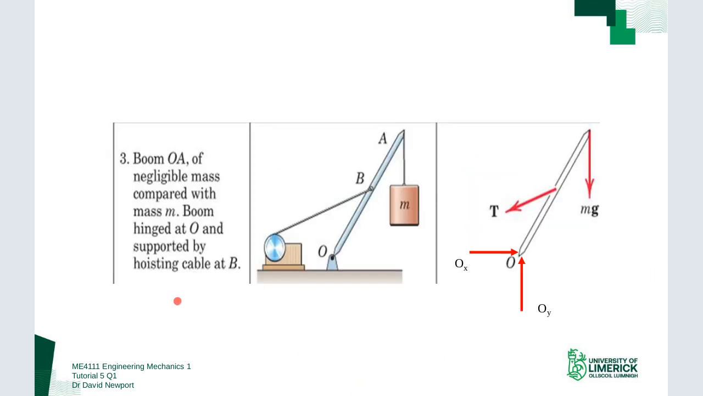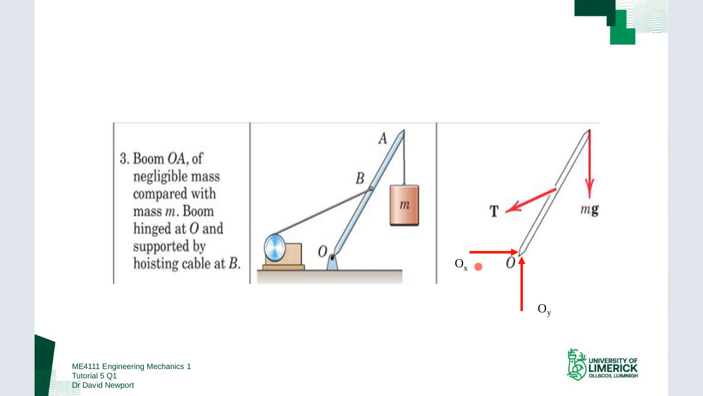The next one here, we have this boom. Again, you can see that we've drawn the boom in the free body diagram. We've replaced M with mg, so again, a force. The cable here, connection at B, is replaced with a tension. We don't care about any of this stuff, it's not relevant. We focus now on point O, and in the question we're given, there were no forces acting at point O.